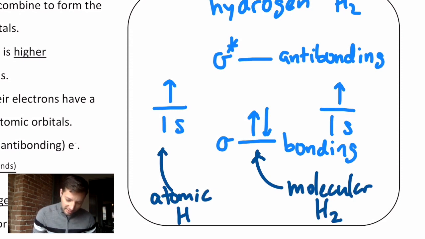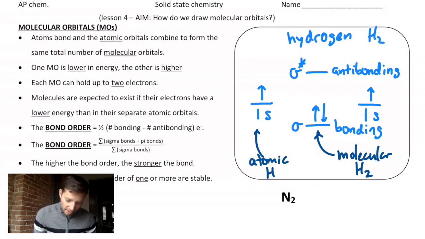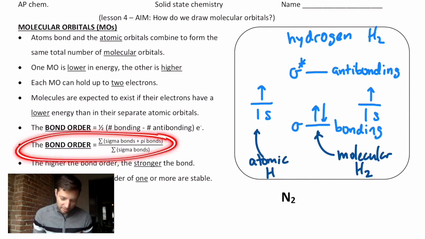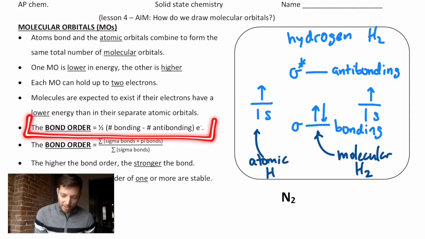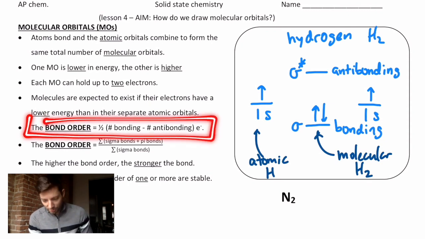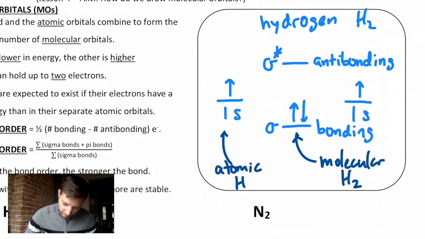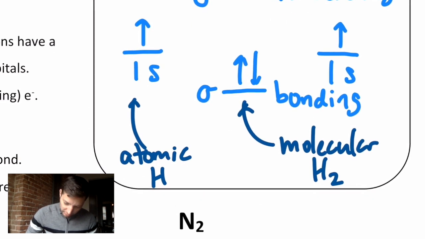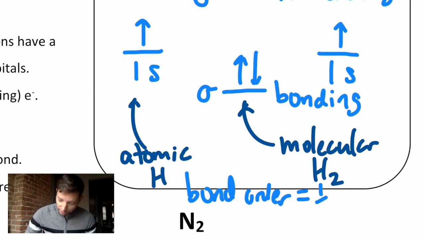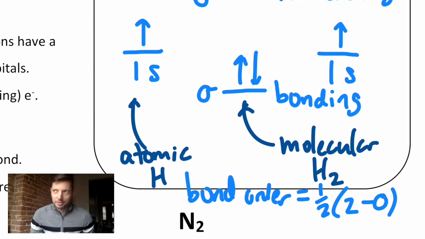The bond order is based on the combination of sigma bonds and pi bonds. Although for today, we're going to look at this formula, where it's the number of bonding minus the number of anti-bonding electrons, divided by 2. So hydrogen has a bond order equal to 1/2 of, well, there are 2 bonding electrons, there are no anti-bonding electrons, and half of that gives me 1. Which is exactly what I would expect for one single bond between 2 hydrogen atoms.